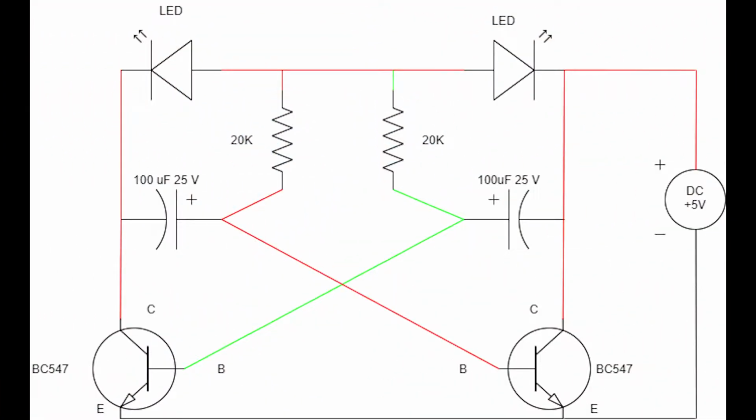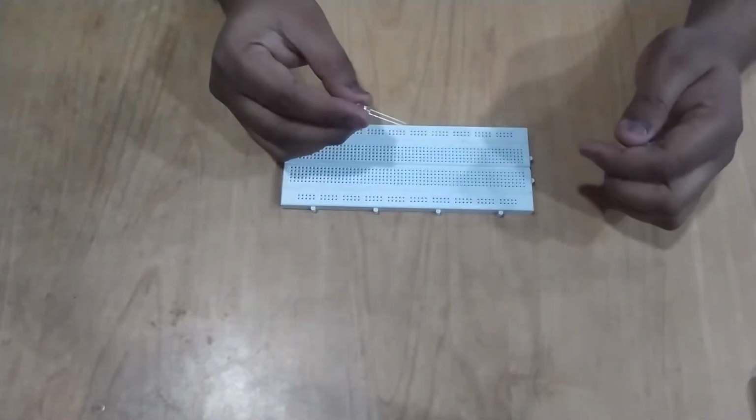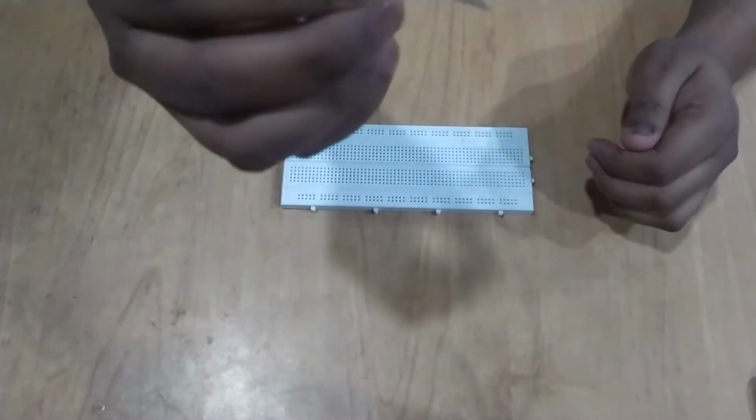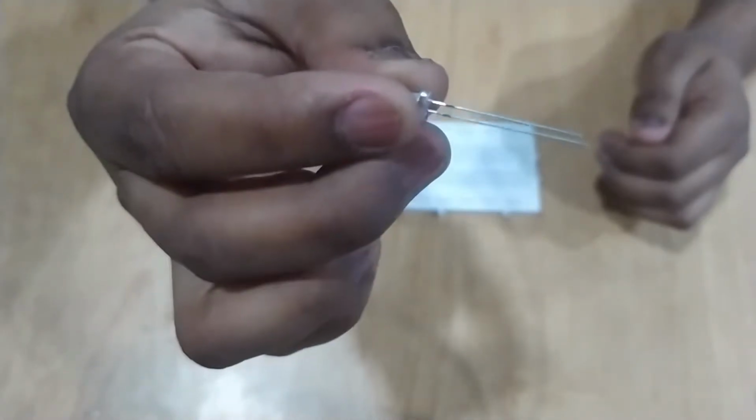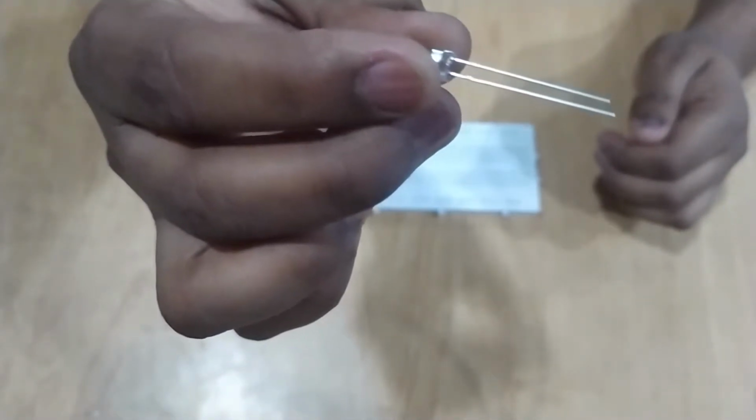So this is the circuit diagram that we are going to implement. So I'm going to place these LEDs first. So I'm going to connect positives together.